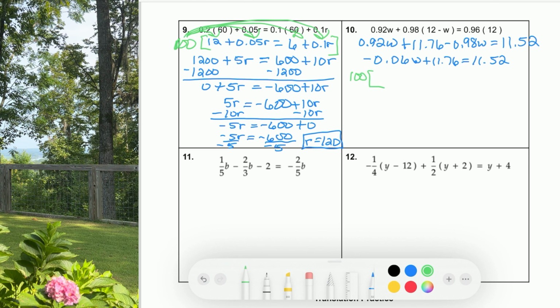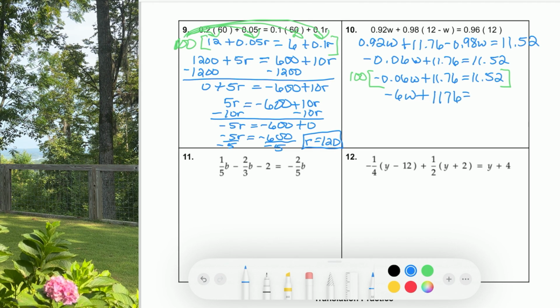So 100, and we have negative 0.06w plus 11.76 equals 11.52. And we're going to multiply that 100 times all three of those items, times everything in there. So 100 times that negative 0.06w will give us a negative 6w. 100 times 11.76 is going to give us 1176. And then we get 1152. So all our decimals are gone.